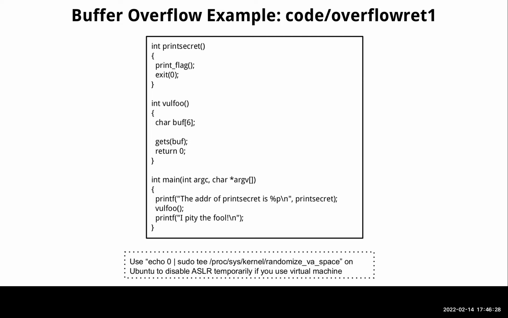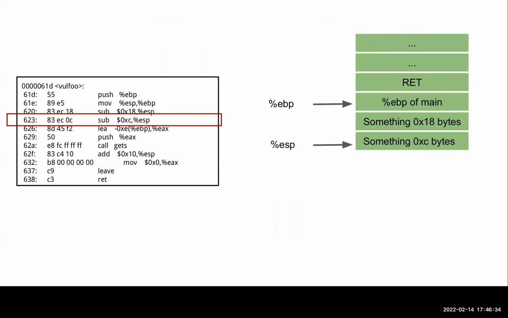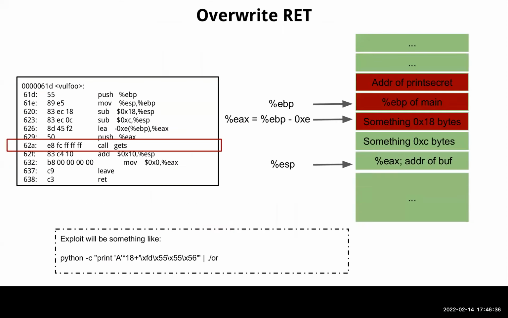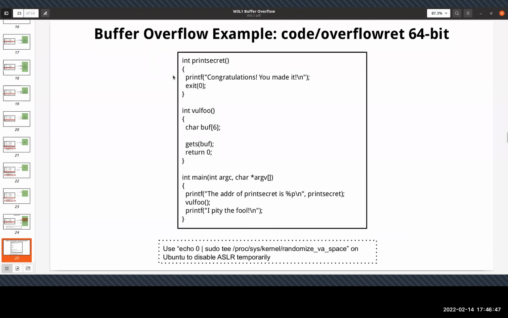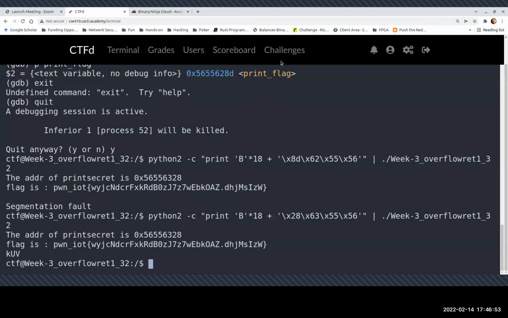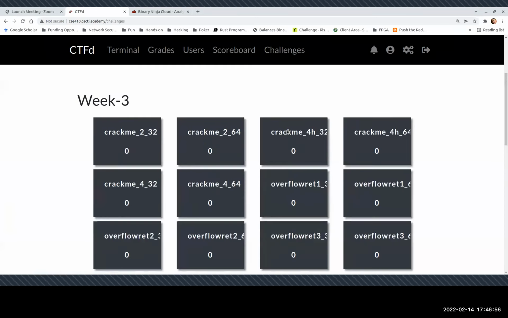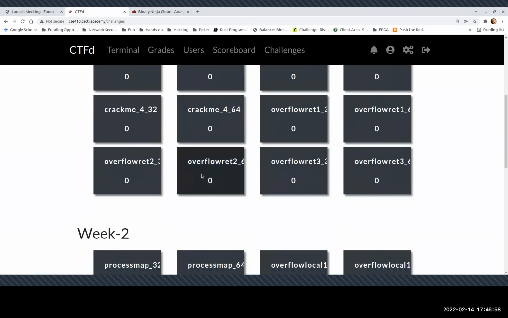Okay, this is the first overflow example. Any questions here? Good. The 64-bit version is actually the same as the 32-bit version. The only difference is the address would be 8 bytes. So let's take a look at the next one.